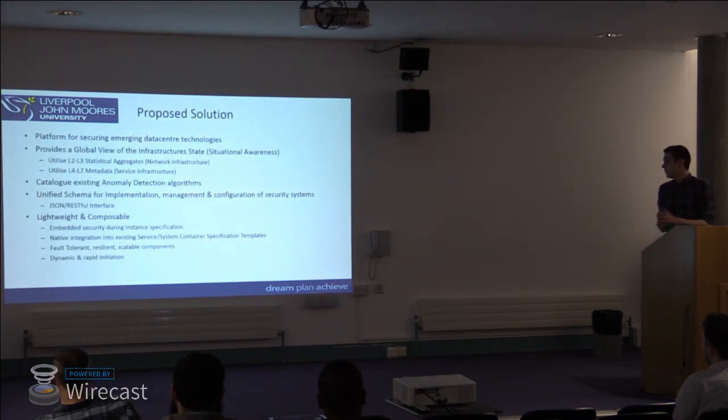So it's a platform for securing emerging data and technologies. It provides a global view of the infrastructure state, which provides situational awareness, in the sense that it can utilize layer 2 and 3, so this is the network layer, switches from a global point of view, which aggregate towards the controller and represent a global network state, and utilizing layer 4 to layer 7 metadata, which is more in terms of these services being hosted within the system. We aim to provide a catalog of existing anomaly detection algorithms, which can be experimented with in different use cases to find generally which is the best and most suited towards a specific problem.